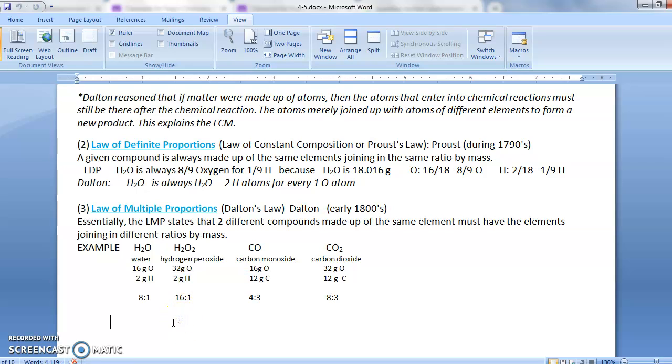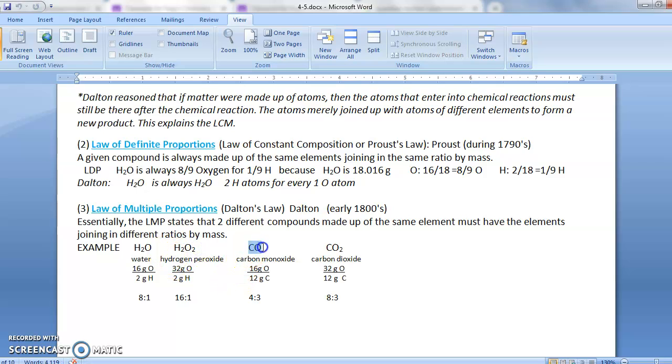So what does that tell us? We have different ratios of the elements joining up because they're different compounds. It's 8 to 1 oxygen to hydrogen. It's 16 to 1 oxygen to hydrogen. And Dalton went on to say that the oxygen here is a whole number multiple. 8 to 16, that's a whole number multiple. Why? Because this has 1 oxygen, this has 2 oxygens. So the multiple, 8 to 16, is 2 to 1, the same way that this is 2 to 1.